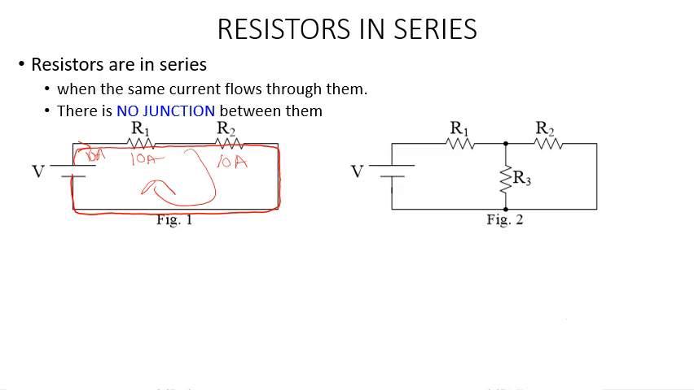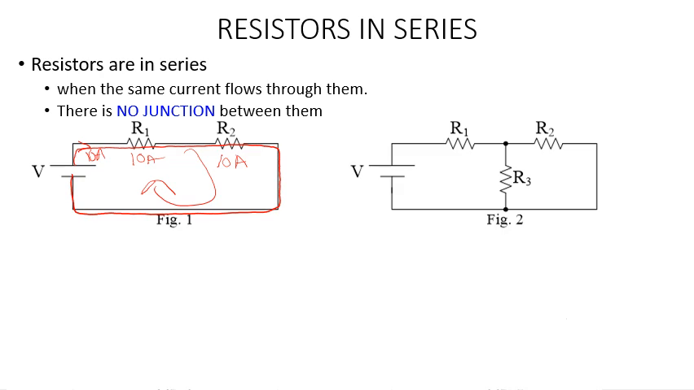Another condition is that there is no junction between them. As they already explained in class, a junction is a point where current splits or divides. So there's no junction between them.